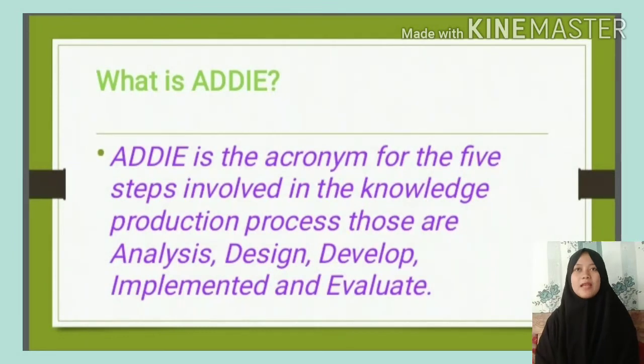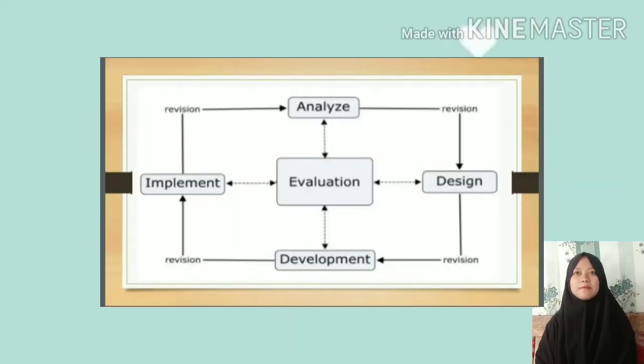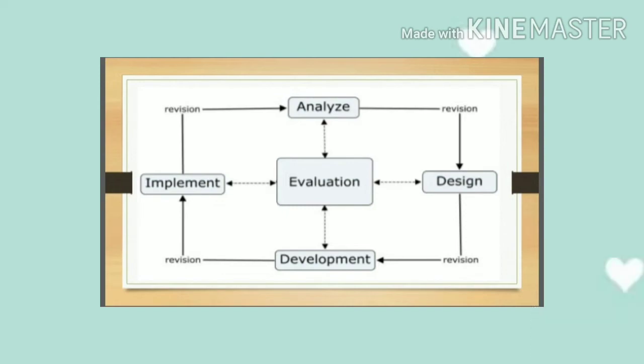What is ADDIE? ADDIE is an acronym for the 5 steps involved in the knowledge production process. Those are analysis, design, develop, implement, and evaluate. The model has been used since the 1950s when it was implemented in the military training in the USA, but it became common practice across other branches only in the 1970s.